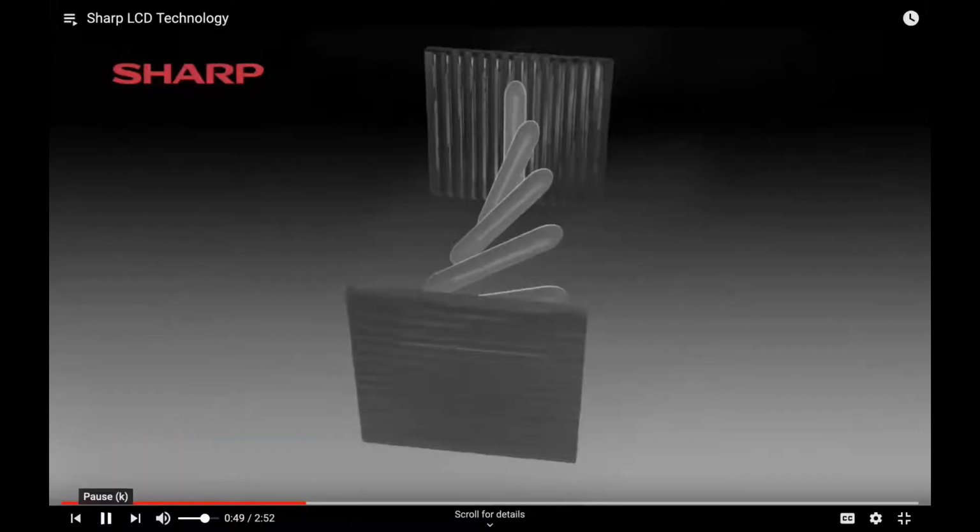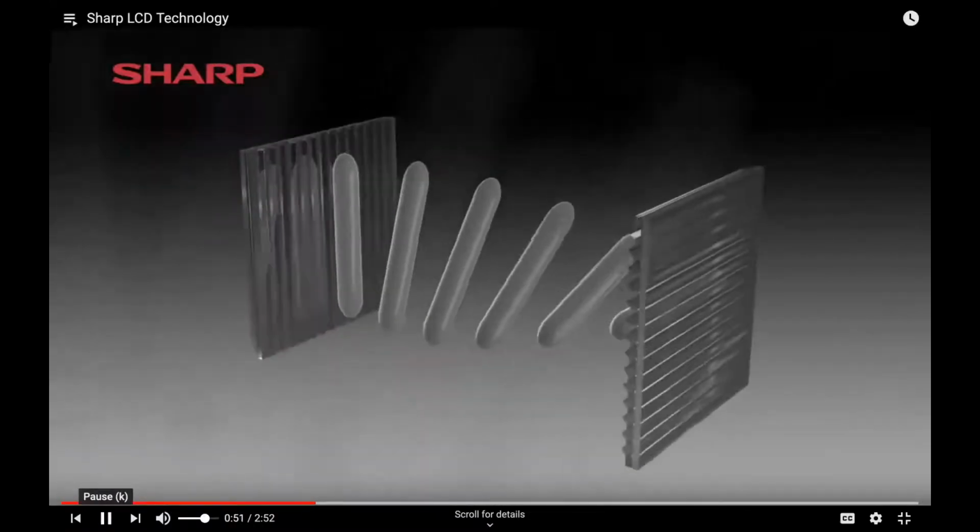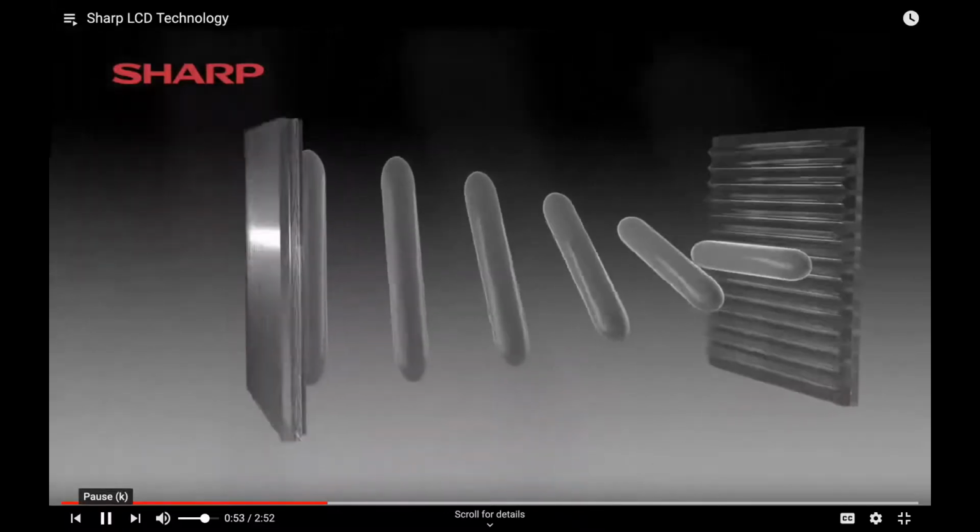We'll pick it up here. So now you've taken the two pieces of glass, rotated by 90 degrees. This formation produces what is known as a twisted nematic LCD. Sometimes called a TN panel, by the way.